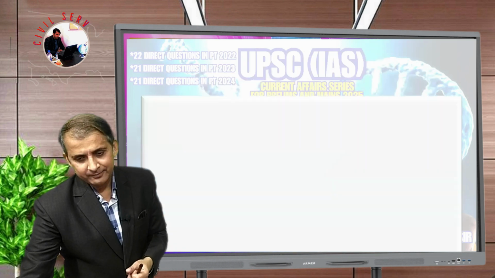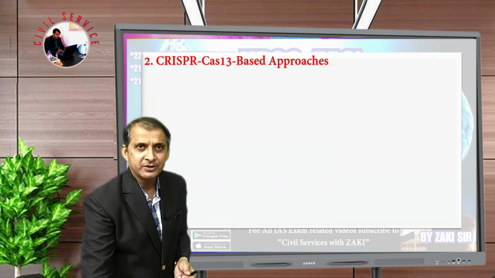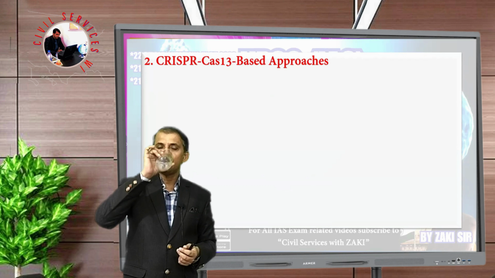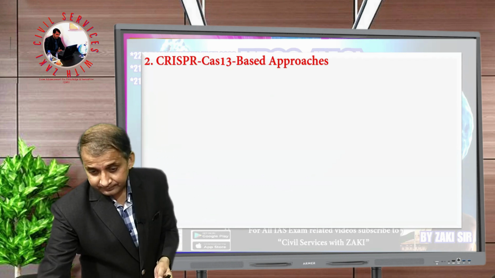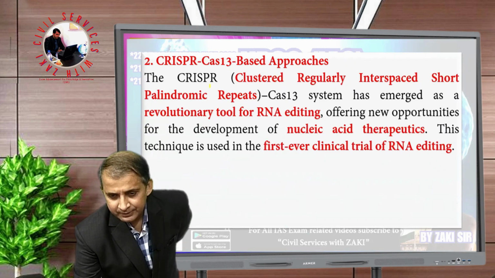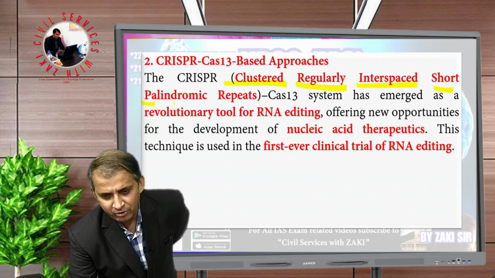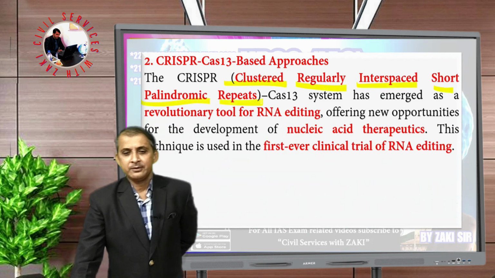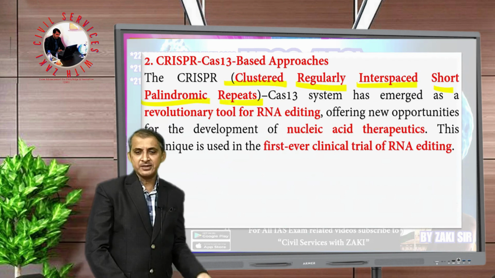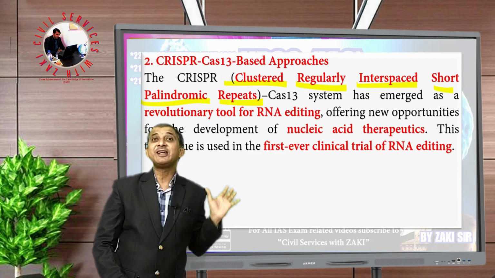Another significant one, second is CRISPR-Cas based approaches. This approach is also one of the most significant approaches. So what is CRISPR? CRISPR stands for clustered regularly interspaced short palindromic repeats. In short, it's called CRISPR.